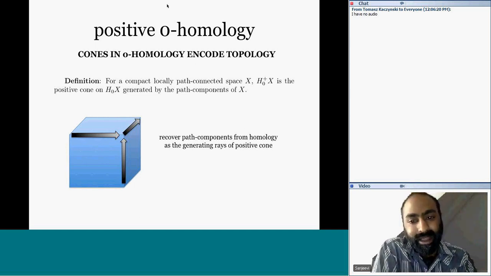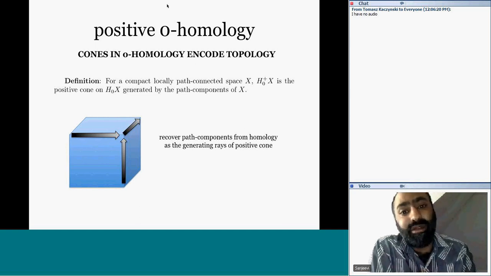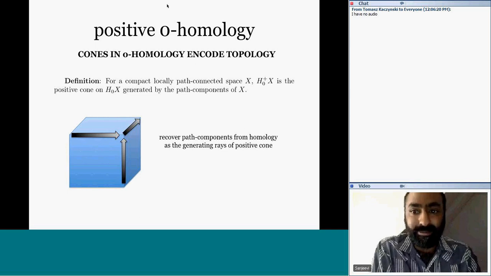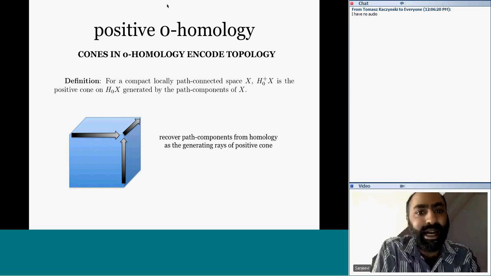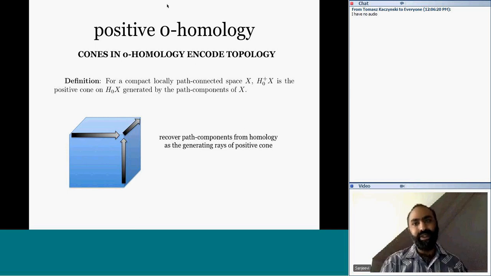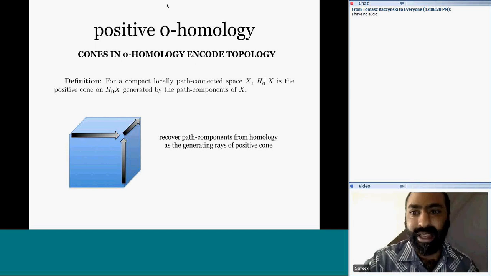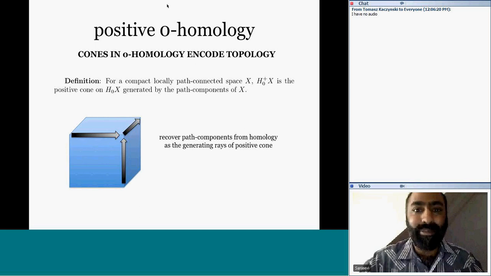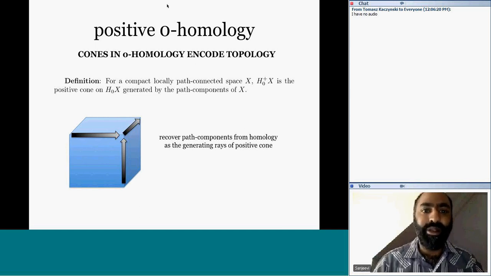If you look at ordinary homology, you can recover information about path components. What you can recover is that you can choose a set of generators, but there's no guarantee that those generators are actually represented by path components. They might be, for example, linear combinations of path components. And if you look at this positive cone, you can actually recover the path components naturally, the generating rays of the positive cone. So homology is a stable invariant of the space. It ignores certain unstable information about X, but the cone actually recovers that unstable information.